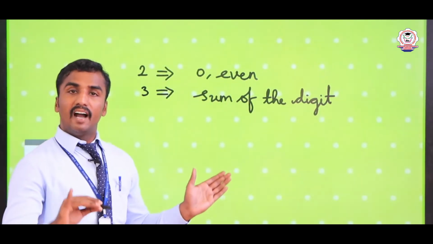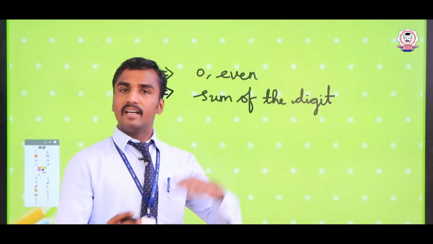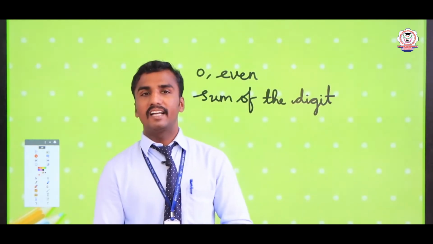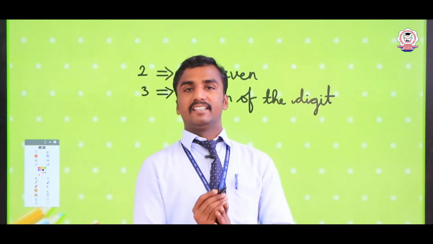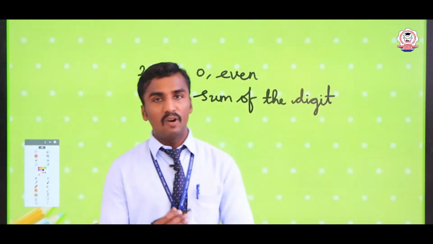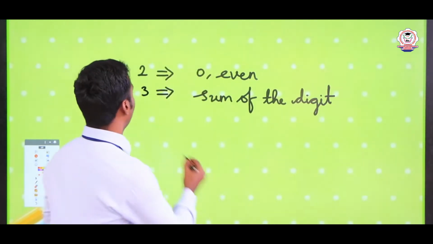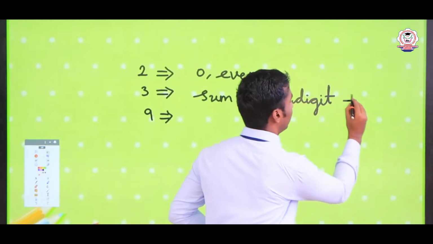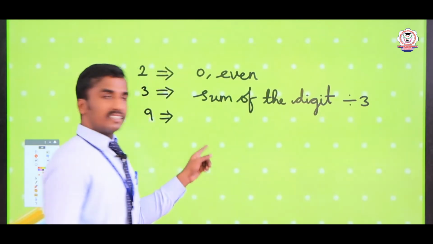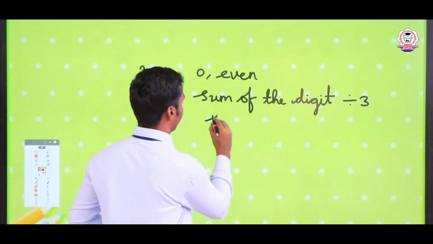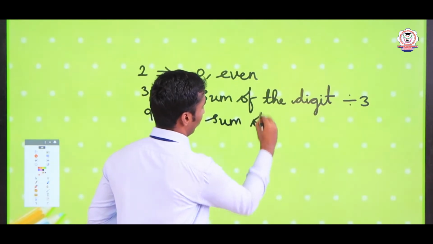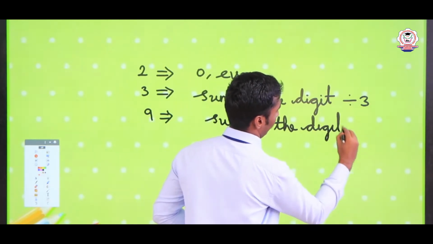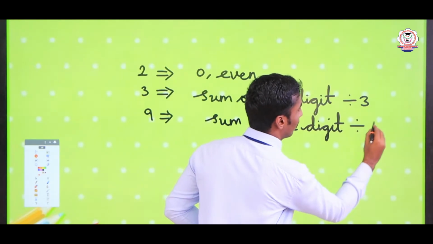Divisible by 3 and divisible by 9 have the same condition. Listen, for divisible by 3, the sum of the digits is divisible by 3. In the same way, for divisible by 9, the sum of the digits is divisible by 9. If the sum of the digits is divisible by 9, then the whole number is also divisible by 9. Here the sum of the digits is divided by 3, and here the sum of the digits is divided by 9.